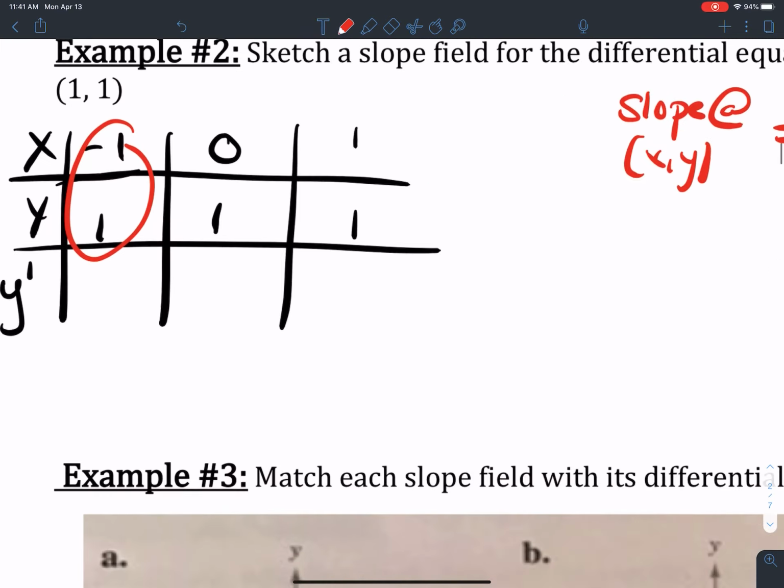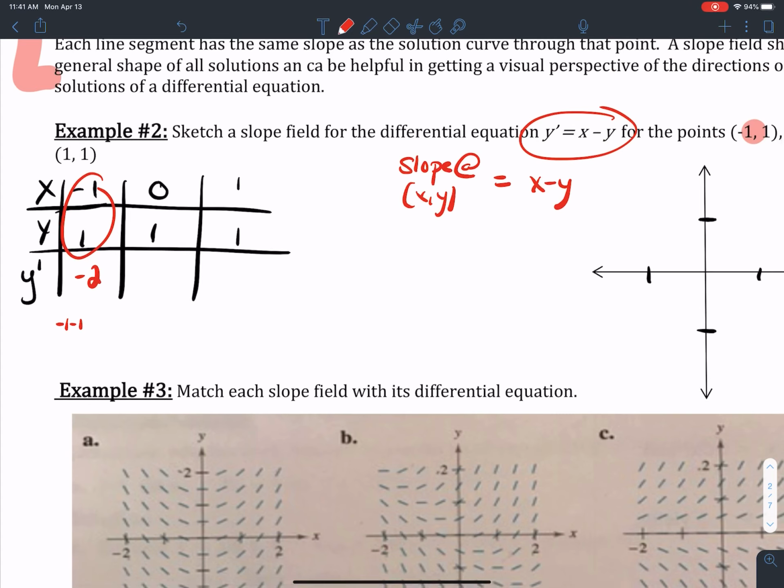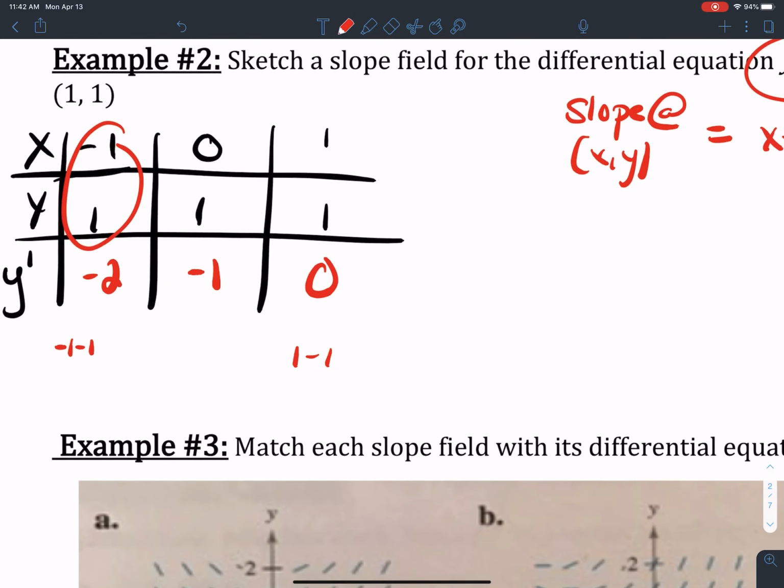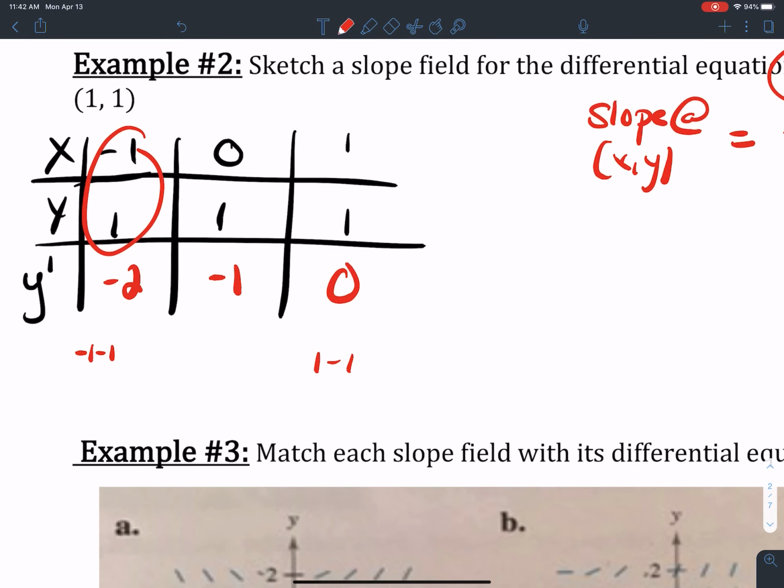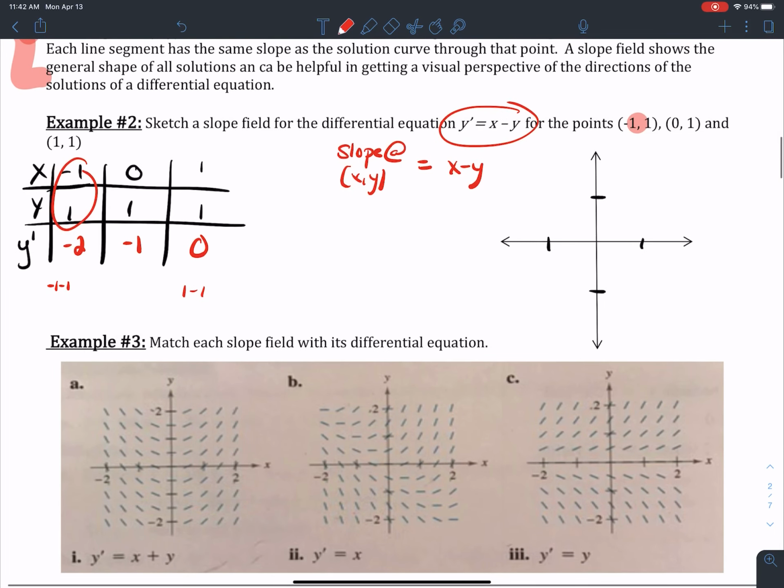So the slope at this point would be negative 1 minus 1, so that slope is negative 2. At the point 0, 1, the slope at that point would be, again, 0 minus 1, which is negative 1. And the slope at 1, 1 would be 0. Now the idea here is that we're going to draw a very short line segment with that slope at that point. So for example, at the point 1, 1, fairly easy to do. I need to draw a short line segment that has a slope of 0.